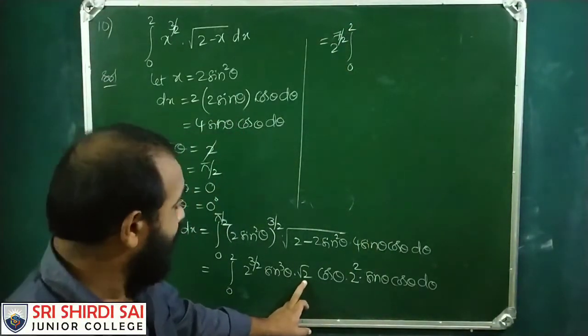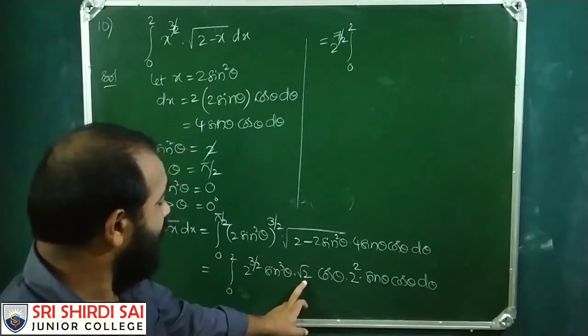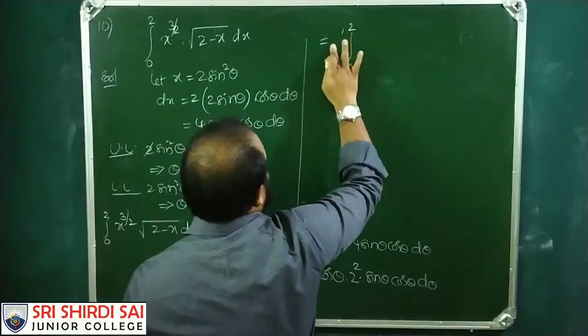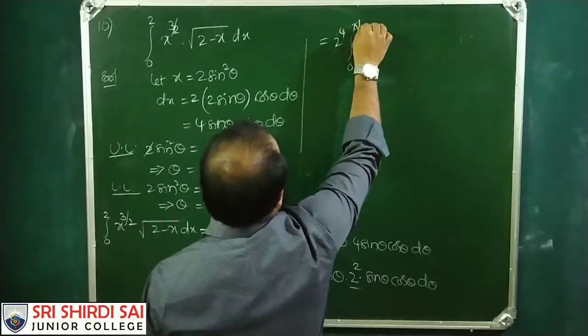So root 2 is 2 power 1 by 2. So 2 power 7 by 2 into 2 power 1 by 2 is 2 power 8 by 2. 2 power 8 by 2 is totally 2 power 4. So 0 to pi by 2.